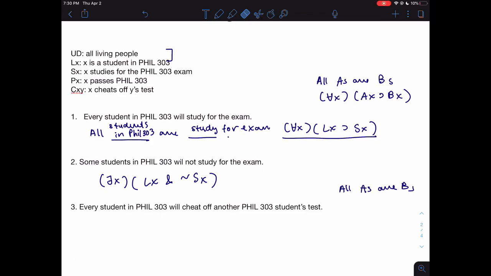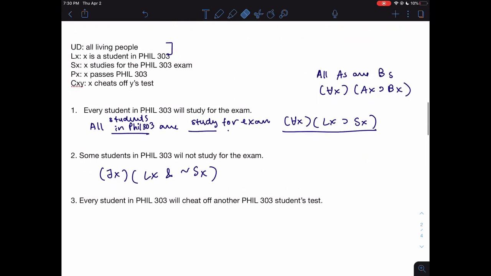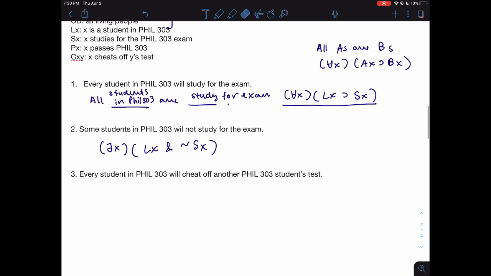On to question 3 now. We want to translate the sentence: Every student in Phil 303 will cheat off another Phil 303 student's test.